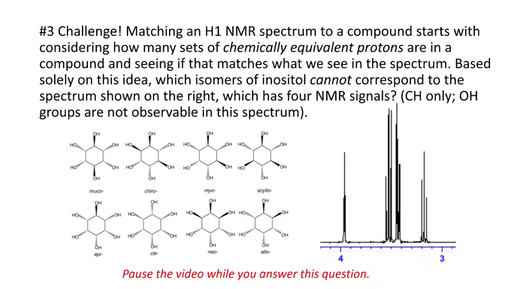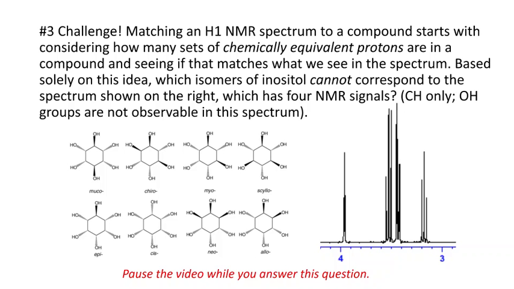Okay, here's the challenge. Matching an H1 NMR spectrum to a compound starts with considering how many sets of chemically equivalent protons are in a compound and seeing if that matches what we see in the spectrum. Based solely on this idea, which isomers of inositol cannot correspond to the spectrum shown on the right, which has 4 NMR signals? These are CH only. OH groups are not observable in this spectrum.